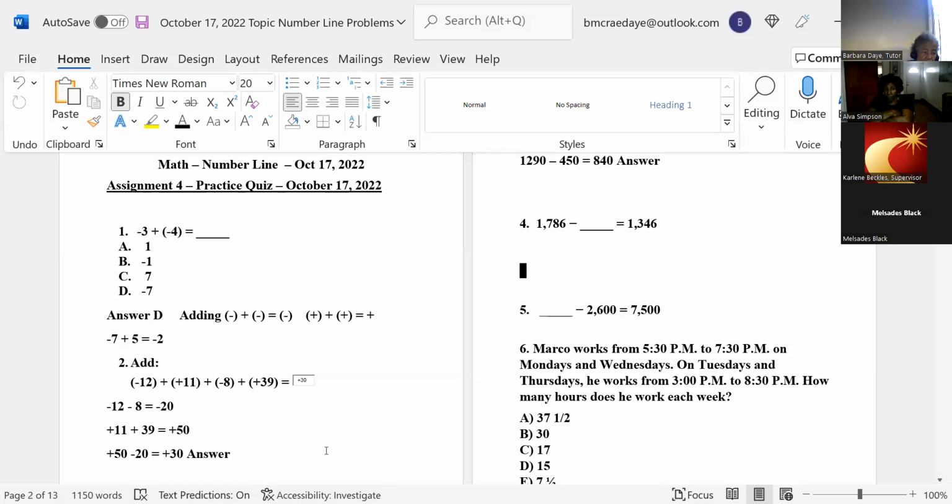So as I was saying to Alba earlier, when you have a mix of plus and minus, just combine your like terms, all your negatives, and combine all your positives, and then add those together. And adding plus and negative is a subtraction. Got it? So the answer is plus 30.